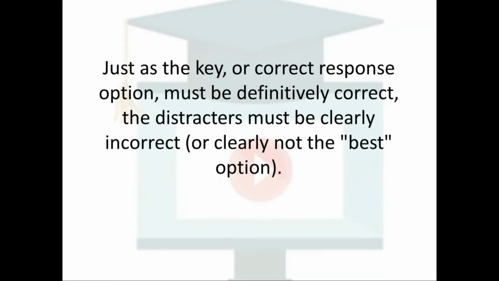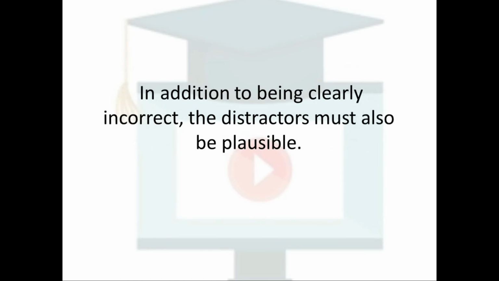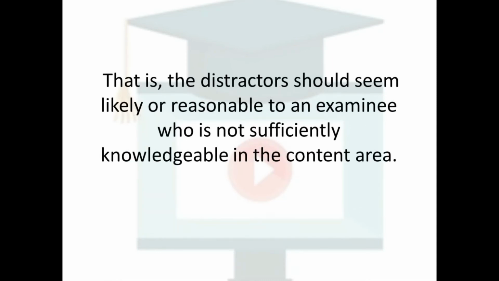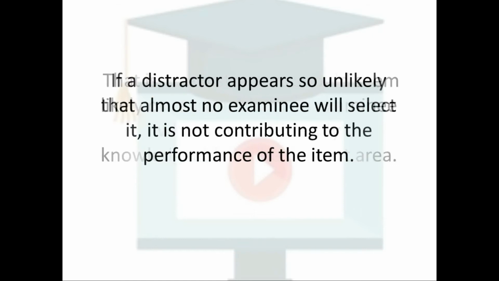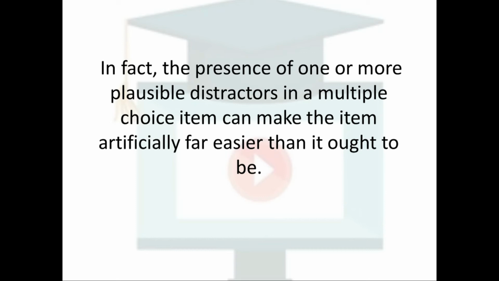Just as the key or correct response option must be definitively correct, the distractors must be clearly incorrect or clearly not the best option. In addition to being clearly incorrect, the distractors must also be plausible. That is, the distractors should seem likely or reasonable to an examinee who is not sufficiently knowledgeable in the content area. If a distractor appears so unlikely that almost no examinee will select it, it is not contributing to the performance of the item. In fact, the presence of one or more implausible distractors in a multiple-choice item can make the item artificially far easier than it ought to be.